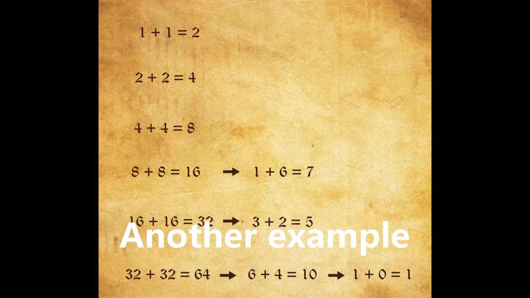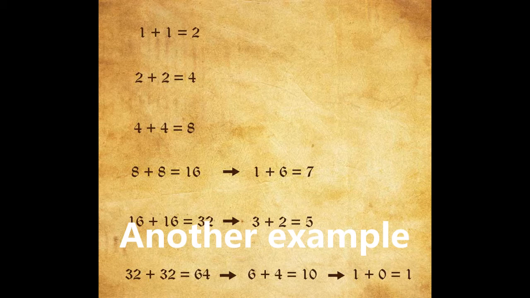I'm going to speak about vortex math. You can see, starting with 1 and doubling it, 1 plus 1, we get 2. Again, doubling, 2 plus 2, we get 4. Further, doubling 32 plus 32, we get 64. And summing up the 6 plus 4 gives us 10, which again, summing up the 2 digits gives us 1.